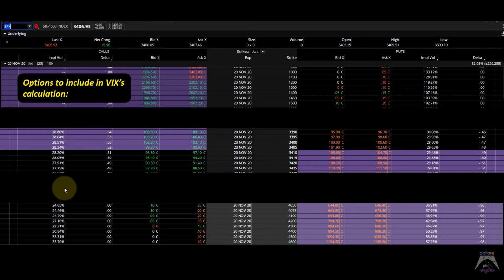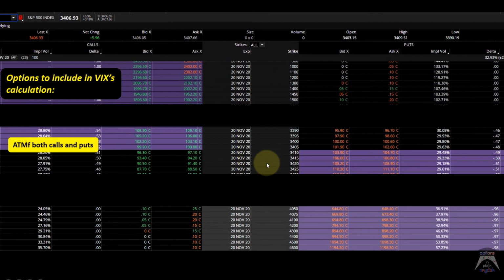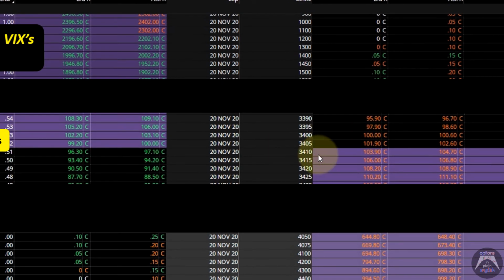Well, for this particular expiration, and we already talked about which expirations are going to be included, we're going to pick the at-the-money forward for both calls and puts. In this case, don't pay too much attention to the at-the-money forward. Just think about it as at-the-money. That's the strike where both the put and the call are the closest. So it's going to use both the call and the put for the at-the-money.